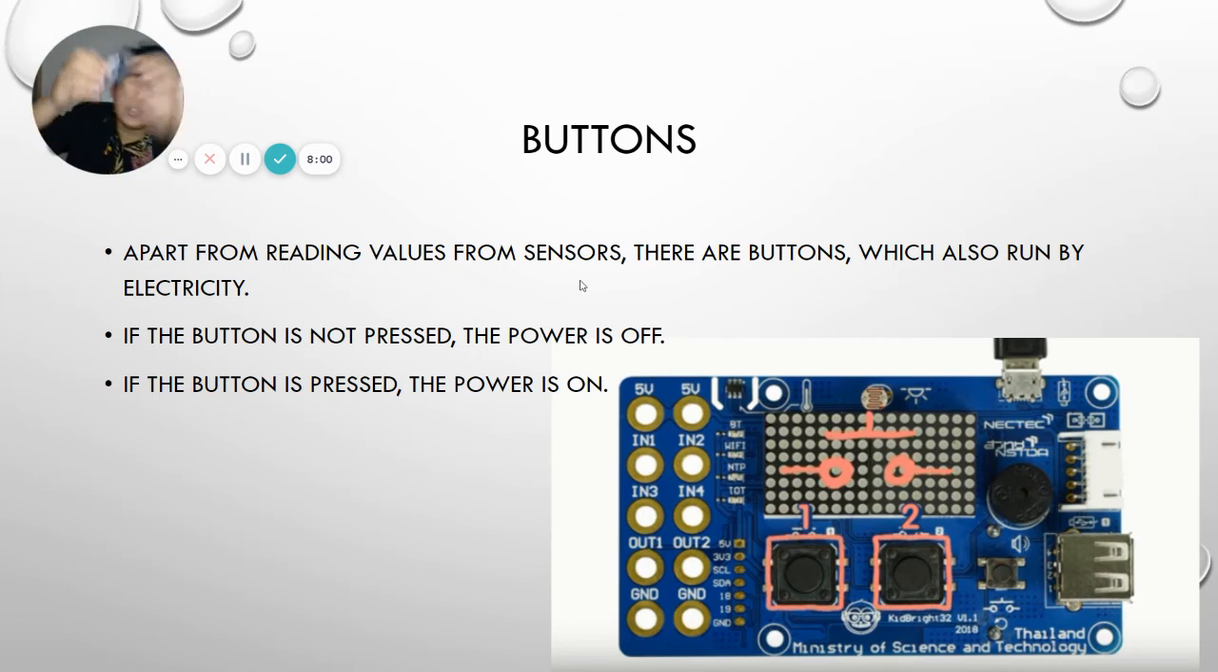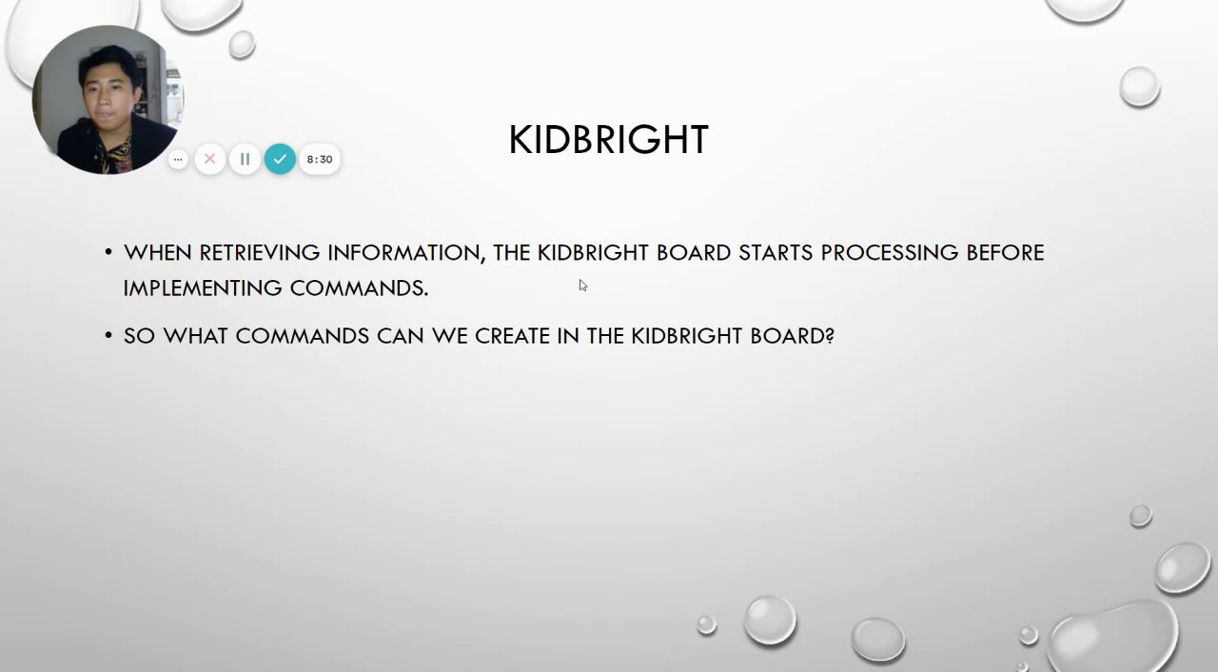So these 2 buttons can be used, if you connect lights here, to turn on the lights, turn off the lights, or if you want to play some music, sounds, you can turn on the sound or turn off the sound using these 2 buttons, okay? So these are some of the things that you can do in this KidBright board, okay? And this is what we're going to study this semester, okay?